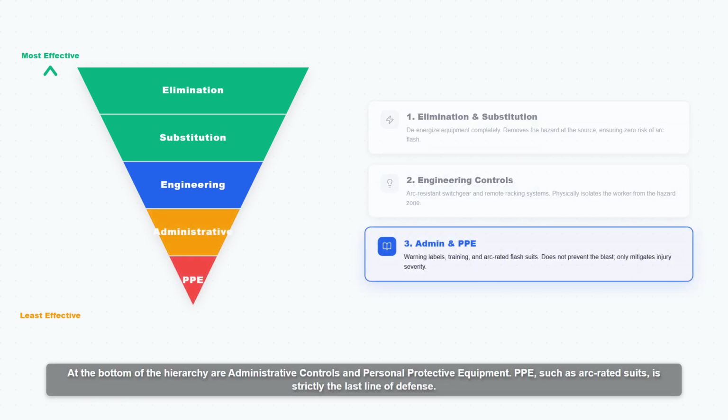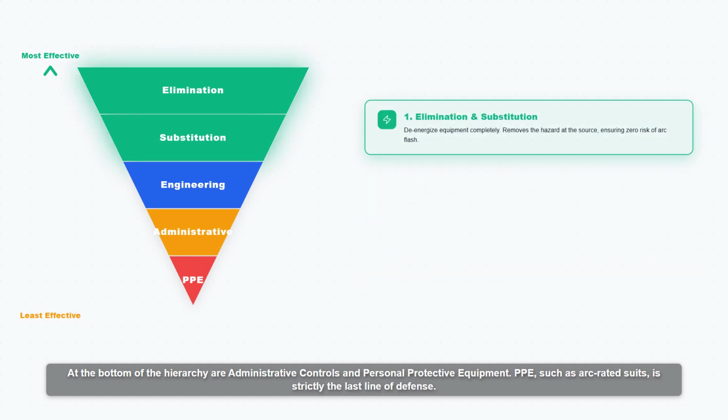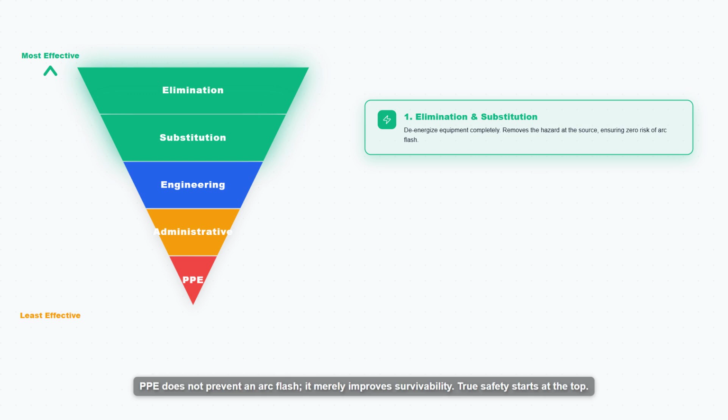At the bottom of the hierarchy are administrative controls and personal protective equipment. PPE, such as arc-rated suits, is strictly the last line of defense. PPE does not prevent an arc flash, it merely improves survivability. True safety starts at the top.